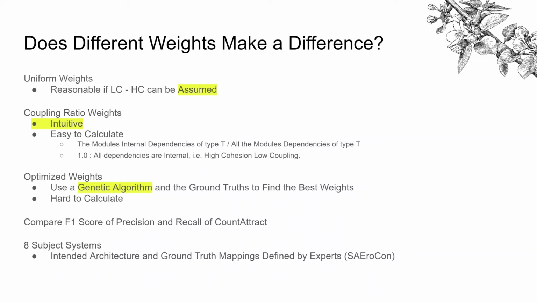We investigated three different weighting schemas. The simplest schema is just to use uniform weights, and that's a reasonable choice if we can assume low coupling and high cohesion.